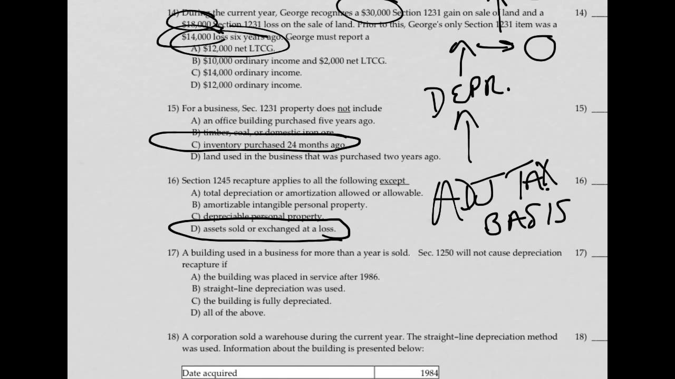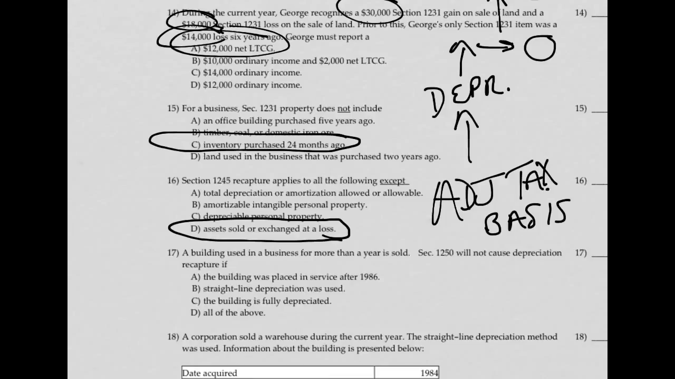Number 17, a building used in a business for more than a year is sold. Section 1250 will not cause depreciation recapture if A, the building was placed in service after 1986, B, straight line depreciation was used, or C, the building is fully depreciated.